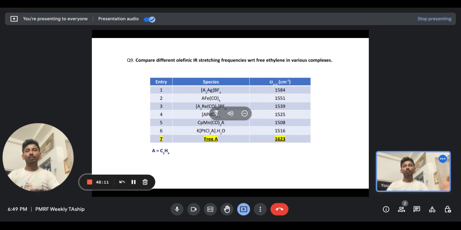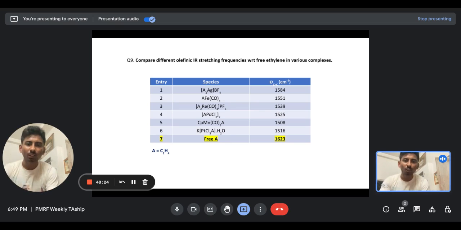Now we have to determine why the variation is there. In the first case, when Ag+ is there, ethylene will donate the electron density from the pi HOMO to the Ag+. Ag+ will back-donate electron density to the system, and thus there is a decrement in the ν(C=C) from 1623.